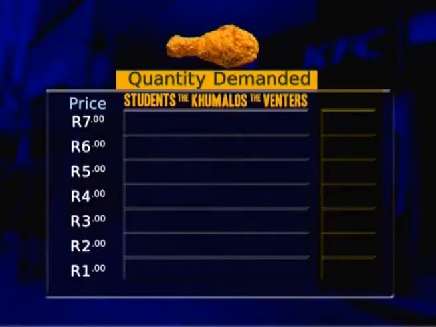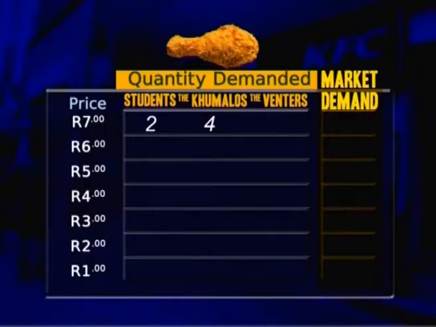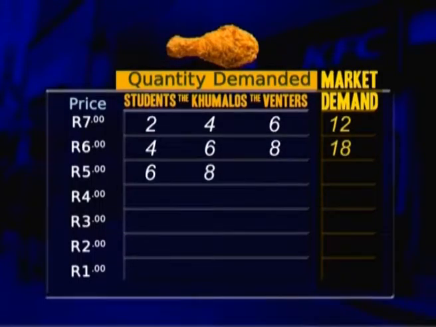We can then organise this information into a new table, and by adding the individual quantities of each household, we can work out the market demand at each price. At a price of R7, the market demand would be 2 pieces for the students, plus 4 pieces for the Khumalo family, plus 6 pieces for the Fentas. So the market demand at R7 is 12 pieces. And if we do this for the rest of the table, we've worked out the market demand at the other prices.